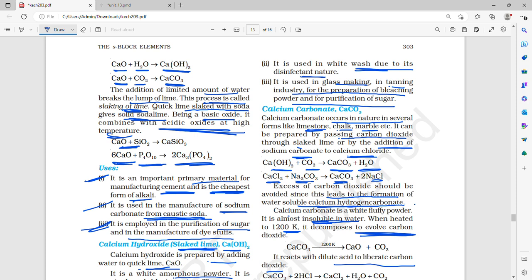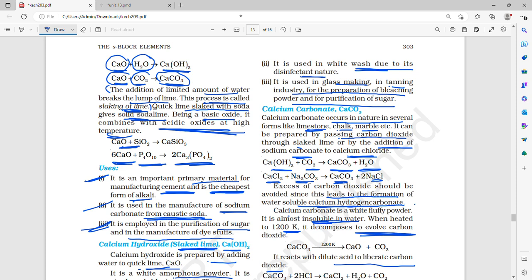Quicklime slaked with soda gives soda lime. Calcium oxide plus water gives calcium hydroxide, that is slaked lime, and calcium oxide reacted with carbon dioxide gives CaCO3, that is limestone or calcium carbonate. The addition of a limited amount of water breaks the lump of lime. This process is called slaking of lime. Quicklime slaked with soda gives soda lime.